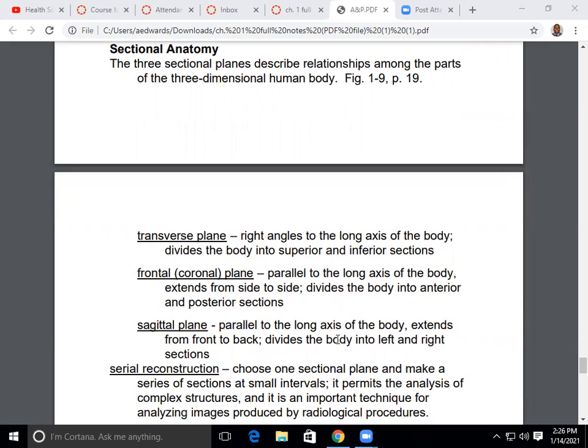We also have the sagittal plane. It's parallel to the long axis of the body. All right, so it extends from front to back and divides the body into left and right halves or sections. So if we cut this way, that's sagittal, okay? Now, if it's right down the middle, we can call that mid-sagittal, but it's still sagittal. So we have transverse, frontal, sagittal. Transverse, frontal, sagittal. I'm just going to do the hand signs so you can tell me which one it is. Okay, all right. Y'all are anatomists.